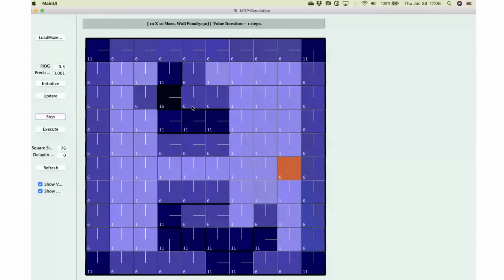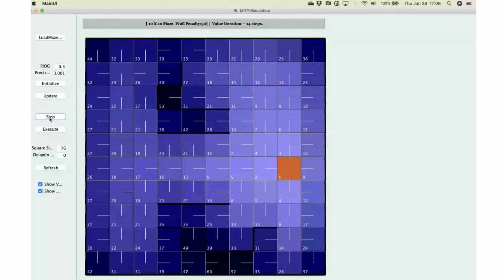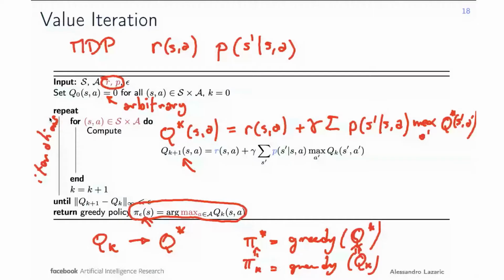So let's go a little bit through iterations and see what happens. The colors become darker and darker, and this is kind of intuitive because the more I loop through this, at the beginning, this was zero. So what Q1 really was, was just the reward. But then, again, the negative reward, if you want.